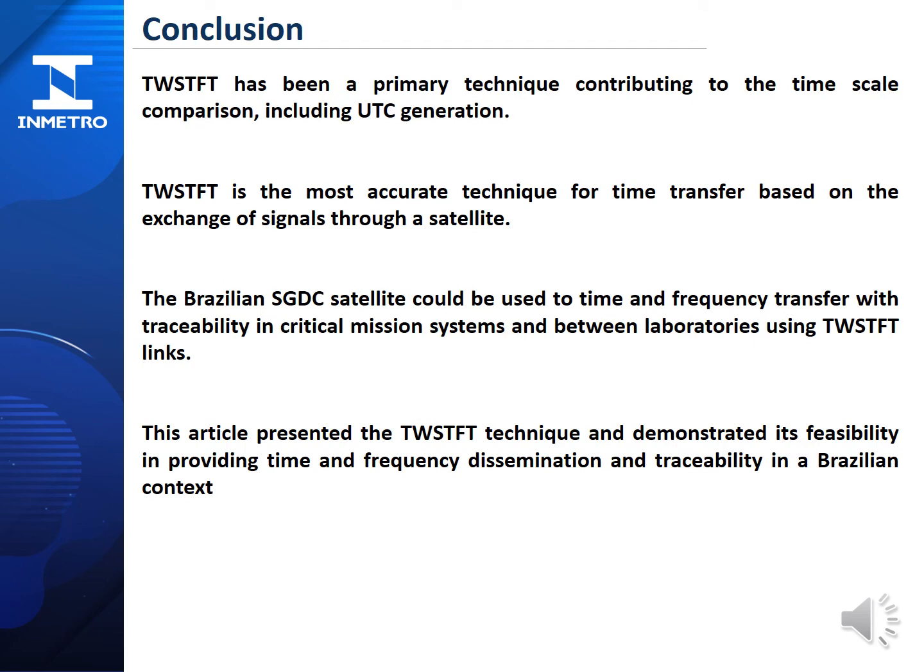Two-Way has been a primary technique, contributing to the timescale comparison, including UTC generation. Two-Way is the most accurate technique for time transfer based on the exchange of signals through a satellite. The Brazilian SGDC satellite could be used for time and frequency transfer with traceability in critical mission systems and between laboratories using Two-Way links. This article presented the Two-Way technique and demonstrated its feasibility in providing time and frequency dissemination and traceability in a Brazilian context.